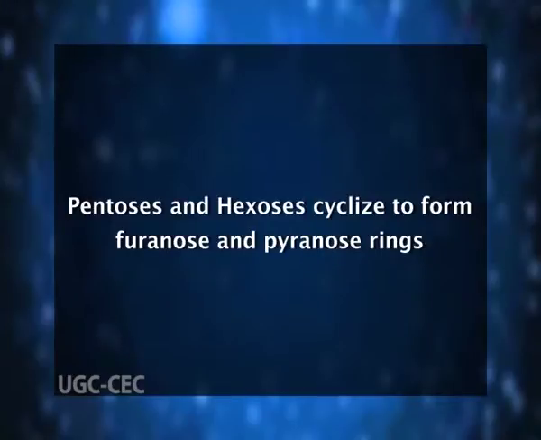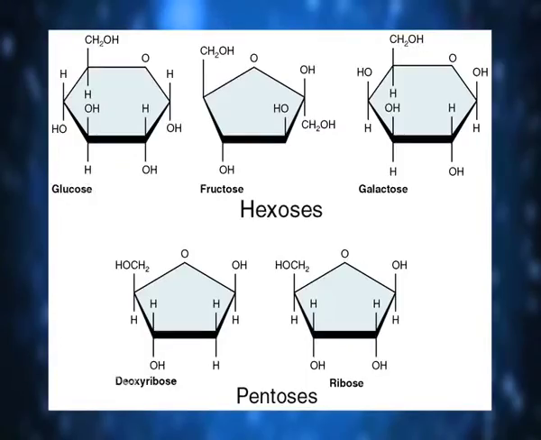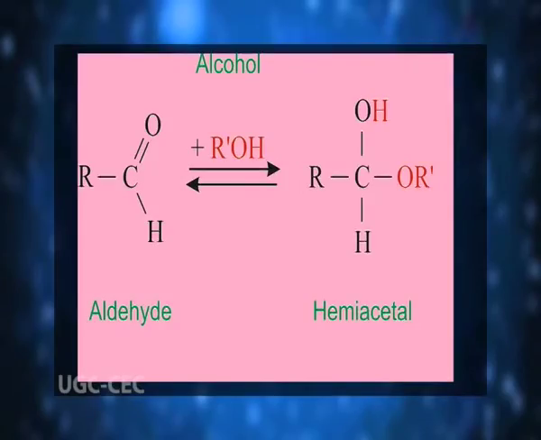Pentoses and hexoses cyclize to form furanose and pyranose rings. The predominant forms of ribose, glucose, fructose and many other sugars in solution are not open chains. Rather, the open chain forms of these sugars cyclize into rings because the ring forms are energetically more stable. The basis for ring formation is the fact that an aldehyde can react with an alcohol to form a hemiacetal.